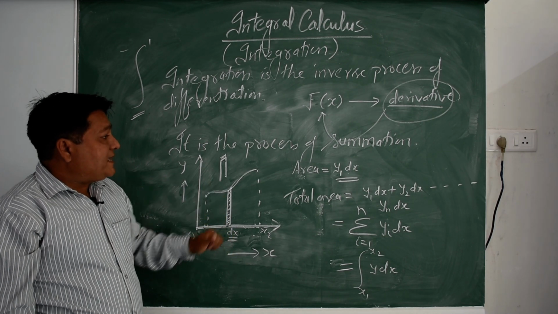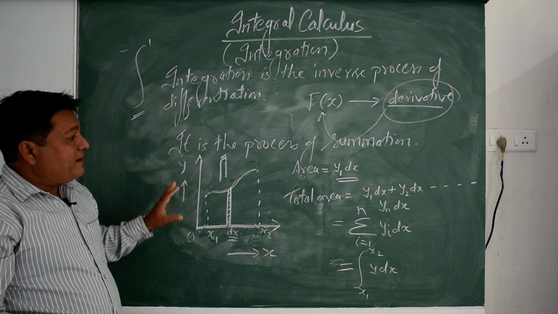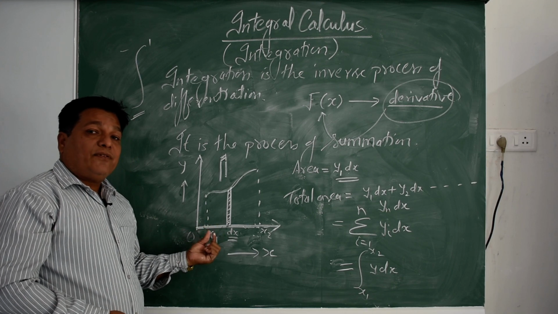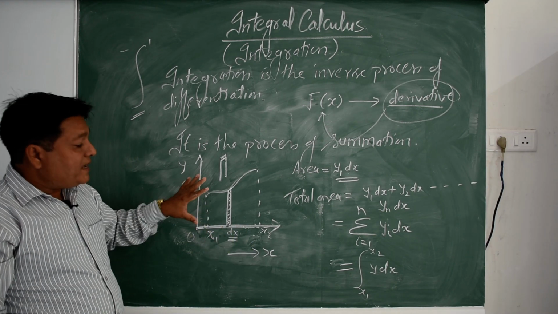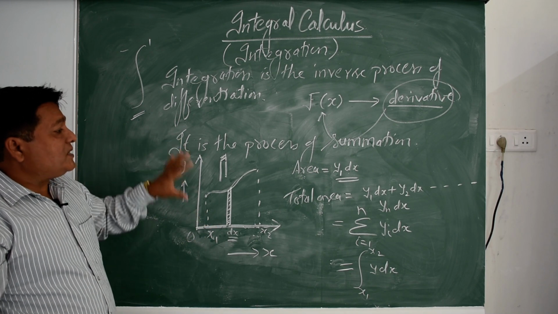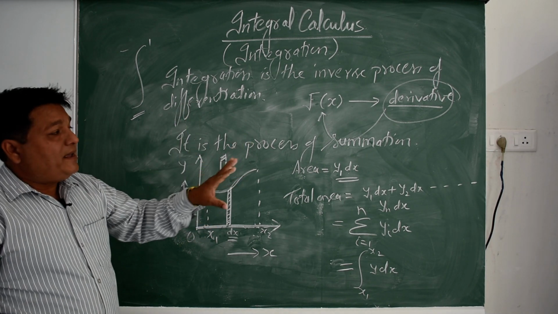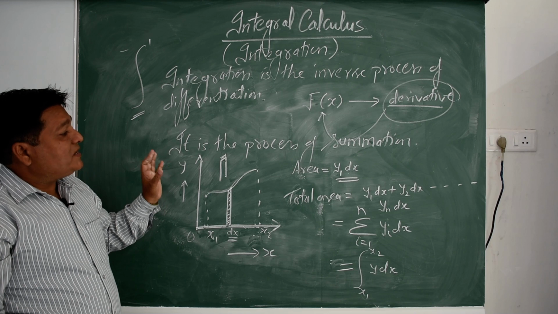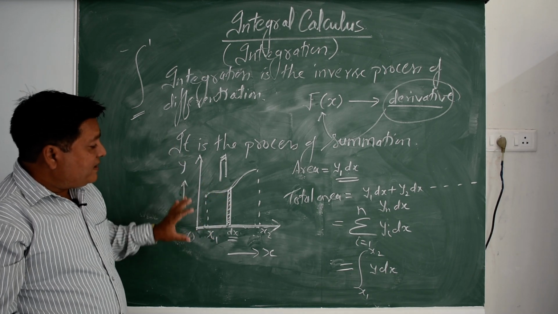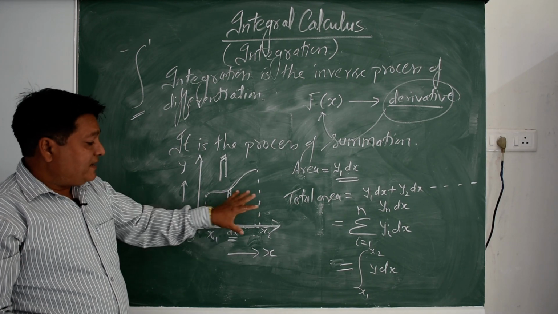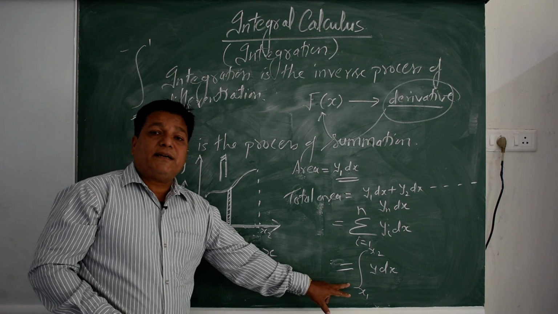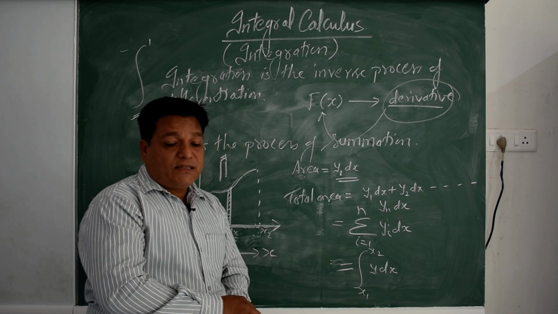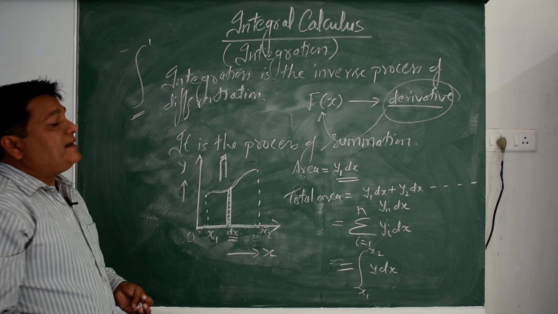In this way, the integration process is the process of summation. We are adding the small areas from x1 to x2 to get the total area of this graph. Integration is the inverse process of differentiation. In integration, we can take out the function from the given derivative. Integration is the process of summation, which we can find using this symbol. That's why we require the integration process, with limits x1 to x2 given here, y into dx. So this is the integration process.